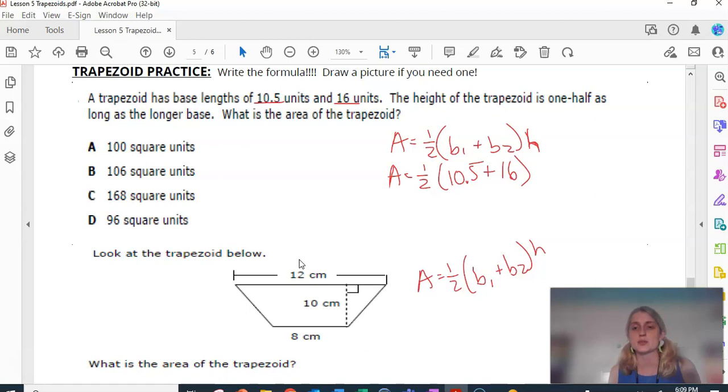The height of the trapezoid is, that means equals, so height equals 1/2 as long as the longer base. Which of these is longer? 16. What is half of 16? Half of 16 is 8. So your height is 8. Now you can continue and solve your problems. Add, then cut it in half, multiply times 8 in whichever order you want. It's going to give you one of those answer choices. If you circle it without the work on your page, then you're going to be in trouble, because you've got to show your work.